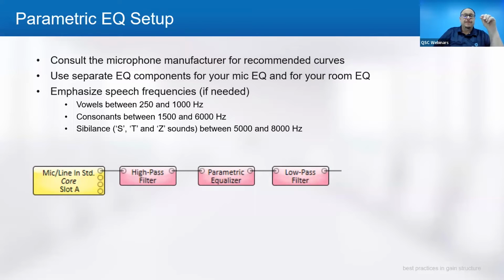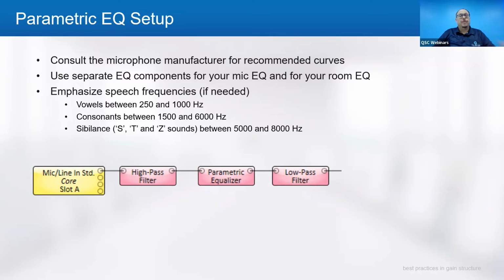What you want to do is have separate microphone EQ away from your room EQ, right? Because you may have different microphones that are facing different ways in the room, or they're having different reflections based on where they're placed in the space. And then on the output side, you'll want to add some equalization for that, so emphasize your frequencies if needed.